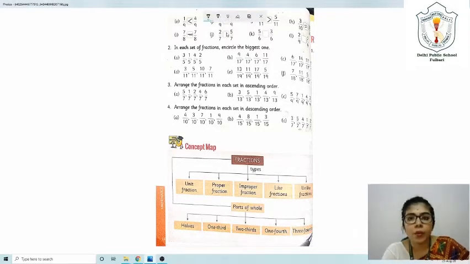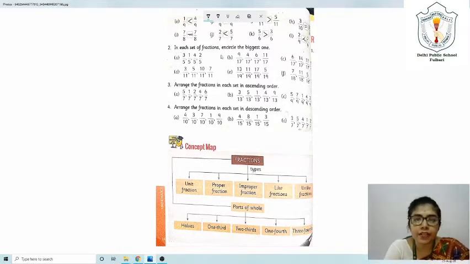J, we have 2 by 7 and 5 by 7. So 2 by 7 is less than 5 by 7. Okay. Now 5 by 6 and 3 by 6. So it is very clear that 5 by 6 is more than 3 by 6. Now 2 by 9 and 7 by 9. 2 by 9 is less than 7 by 9. So here it is.